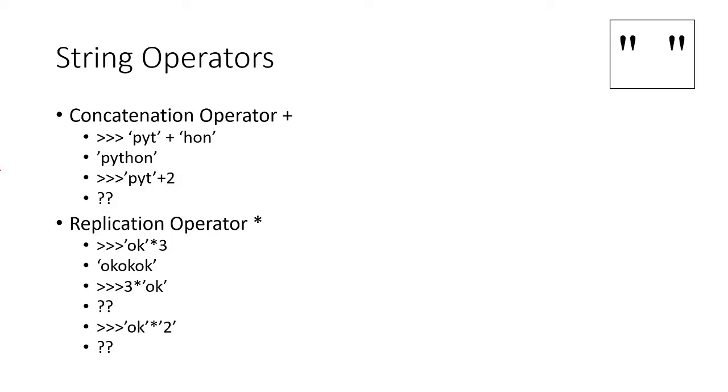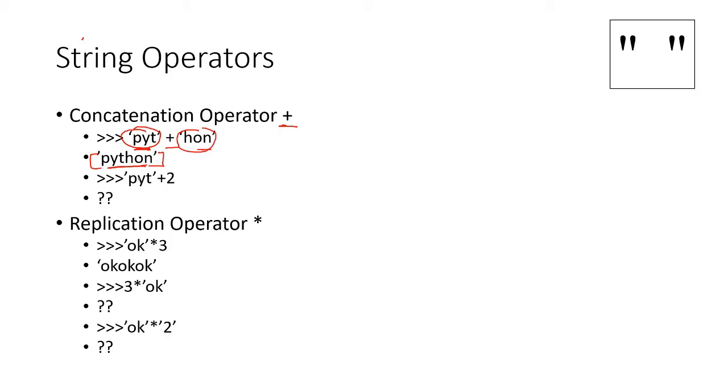Now let us discuss some of the operators which are available with strings, and you can use these operators to work with strings. First of all, there is the concatenation operator, which is denoted by plus. What this operator does is, whenever you are using plus with two strings, it is going to join them and make one complete string. In this example, you can see there's one string which contains pyt, another string contains hon, and when you are concatenating them, you get one complete string obtained by joining these two strings. You get Python.